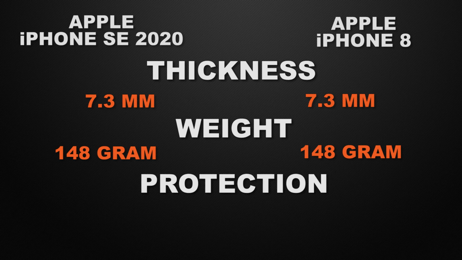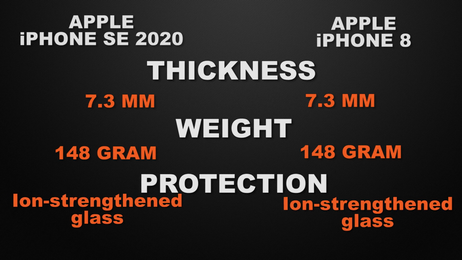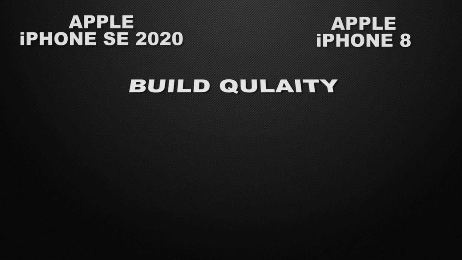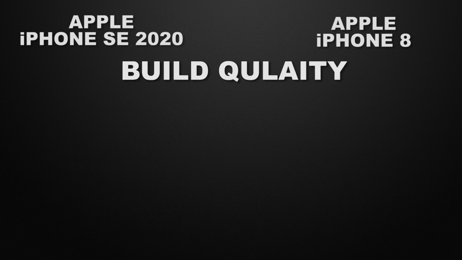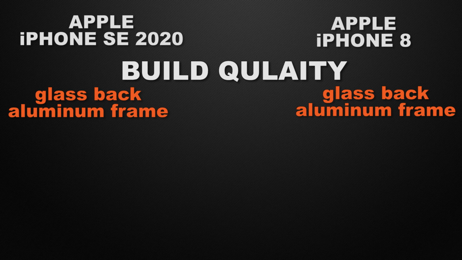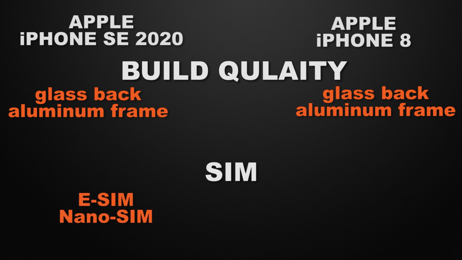And about the protective glass on the devices, both the devices have a custom version of Gorilla Glass. So again, it's a tie here. Let's talk about the build quality of the devices. Both the devices look the same and both have a glass back and aluminum frame. So again, it's a tie here. And in the SIM department of the devices, iPhone SE has a nano SIM slot with eSIM support, but iPhone 8 has only nano SIM support. So iPhone SE is the winner here.